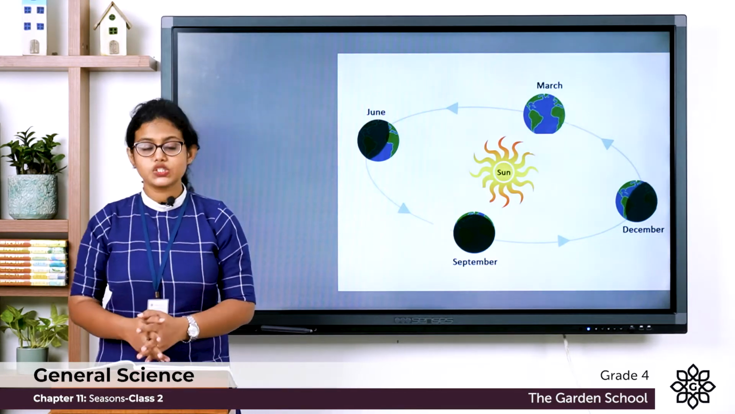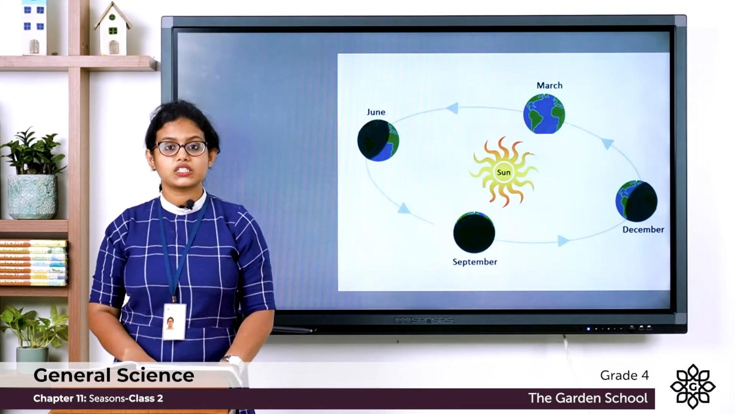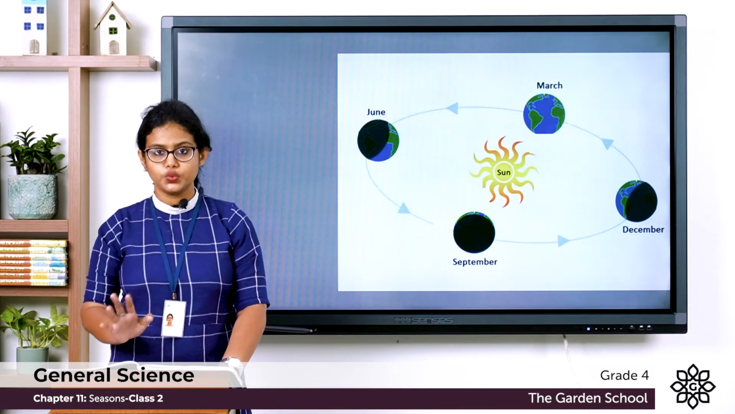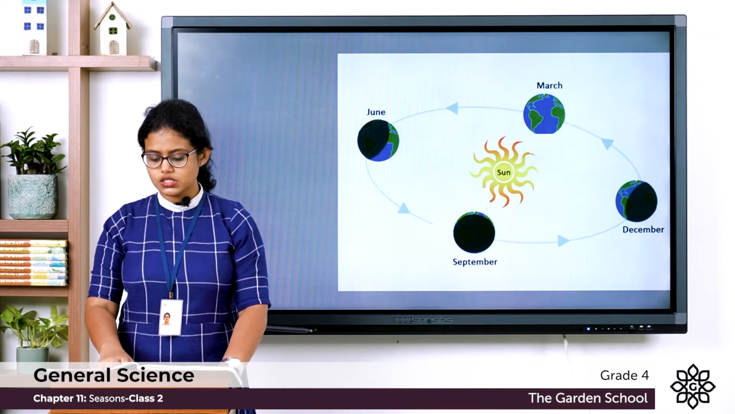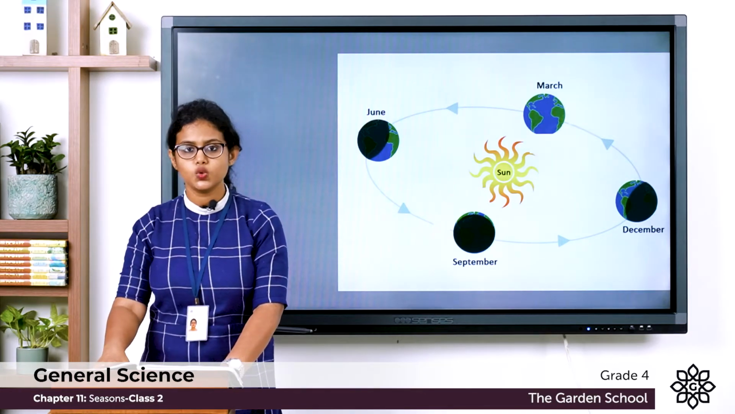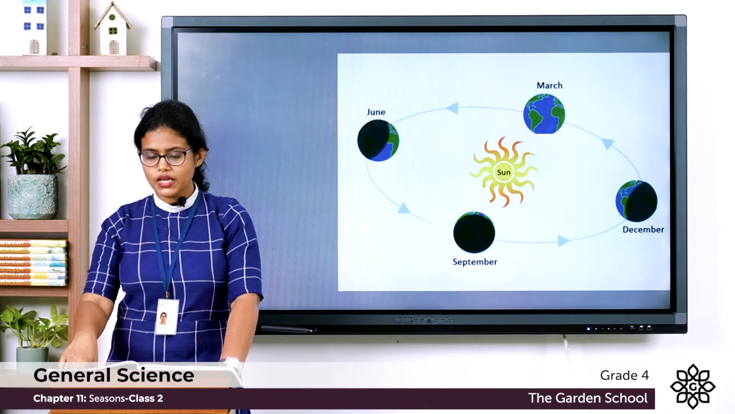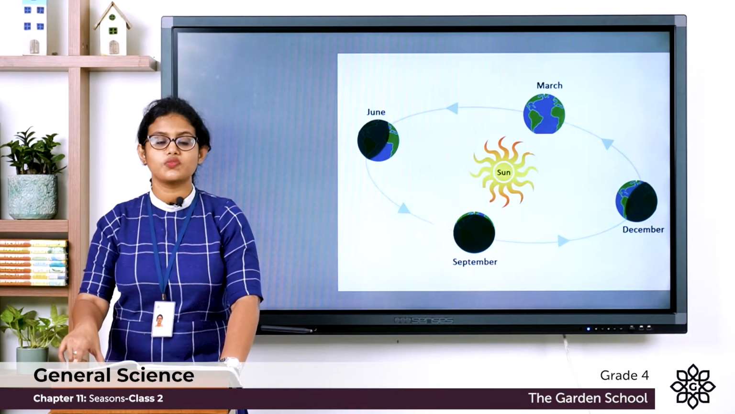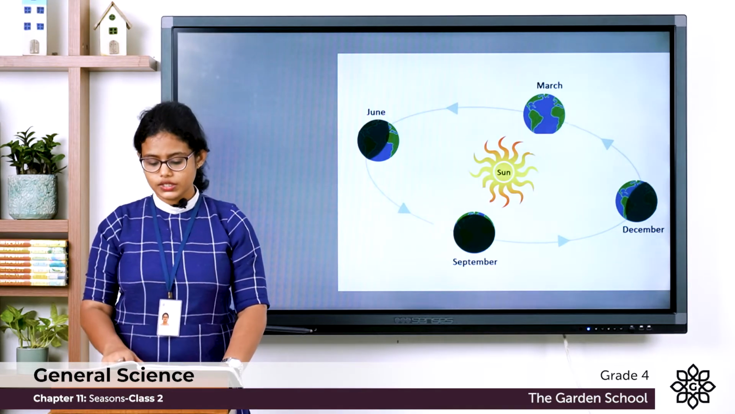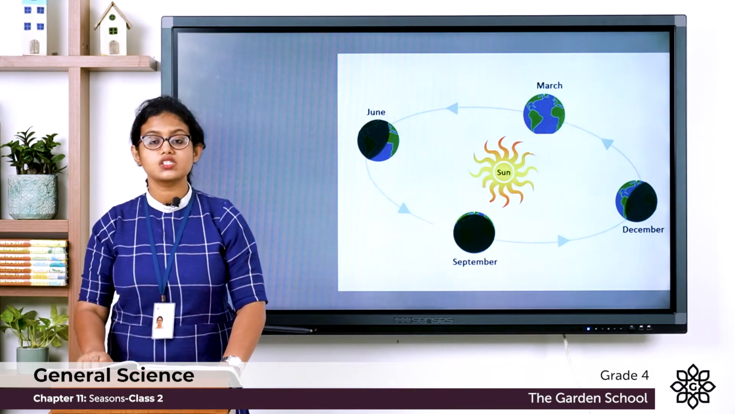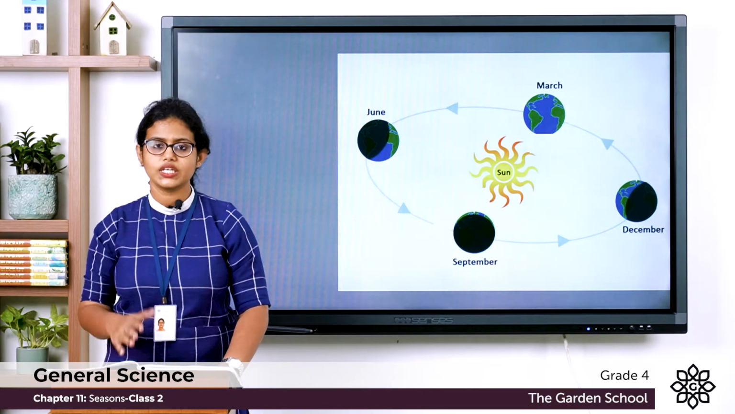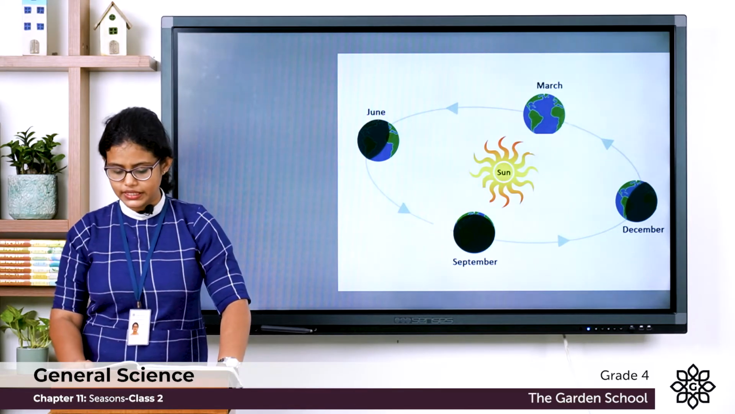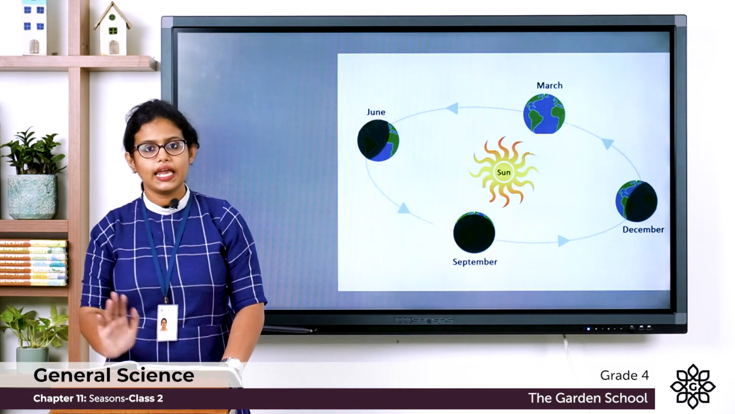Okay, on page number 127, there is an activity given. The picture shows the position of the earth in June. Measure the distances AO and BK using a ruler. Then compare the distances. Which is longer, AO or BK? It is BK. BK is longer than AO, right?